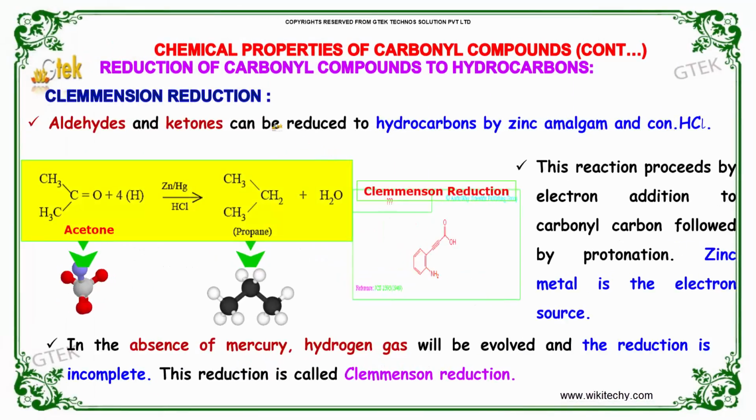Clemmensen reduction. Aldehydes and ketones can be reduced to hydrocarbons by zinc amalgam and concentrated hydrochloric acid. This reaction proceeds by electron addition to carbonyl carbon followed by protonation. Zinc metal is the electron source. In the absence of mercury, hydrogen gas will be evolved and the reduction is incomplete. This reaction is nothing but Clemmensen reduction.